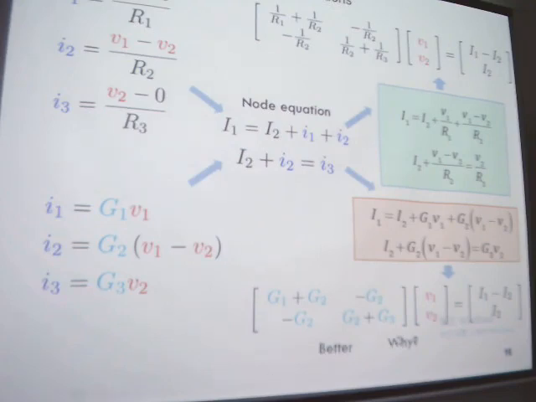Which one is better? Which one is better? For me, that is better. Conductance is better, right? Because there's no division here, just plus.